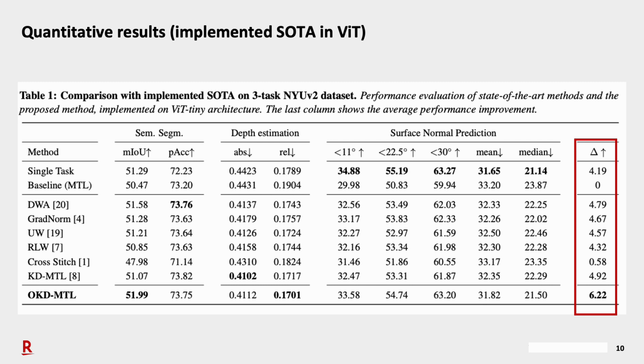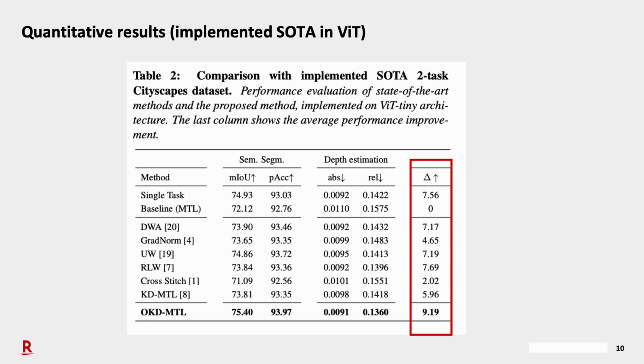Here are some results of our method compared to some existing methods on the NYU dataset, with ViT-tiny as our underlying model. It is seen that our method performs the best with an increase of 6.22% of delta value. Similarly, for the Cityscapes dataset, our method performs the best with an increase of 9.19% of delta value when compared to the baseline.